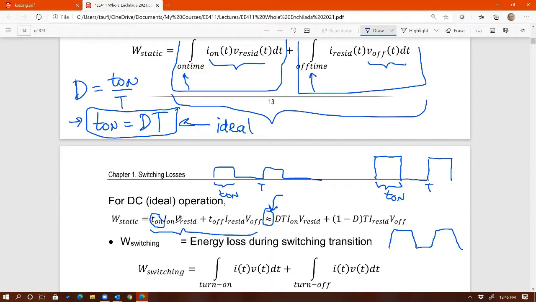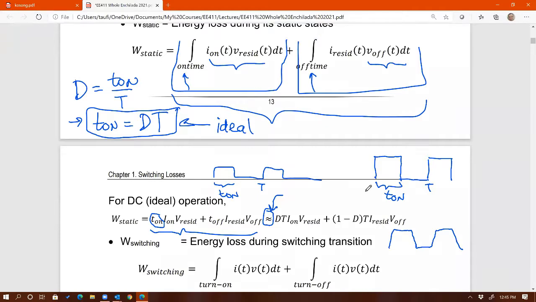So T on times I on times V residual is approximately equal to duty cycle times T, DT right there. T on is DT. I on times V residual, and then T off, as you learned from EE410, that's 1 minus D times T, times I residual V off. So that's T off. Ideal T off is equal to 1 minus D times T.